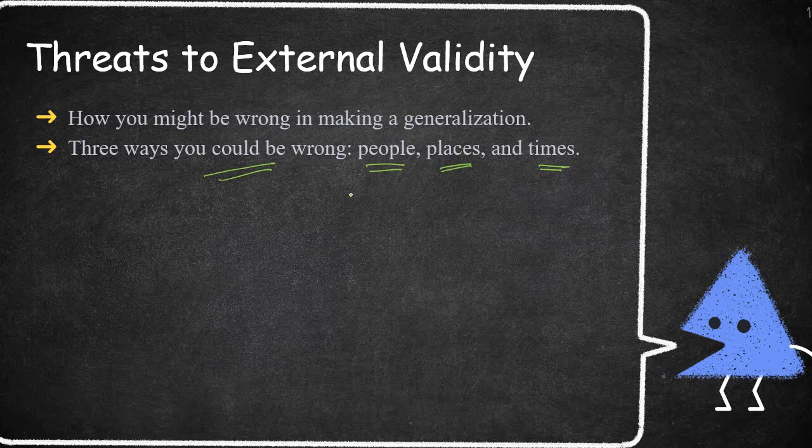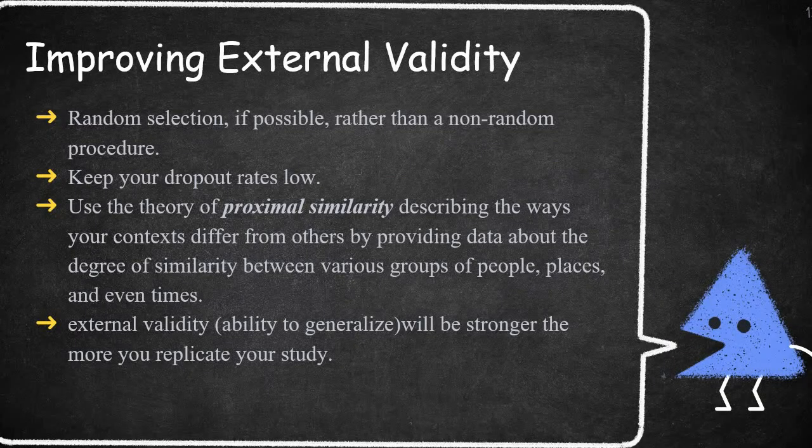Maybe you have chosen a particular college with very high IQ students and all kinds of facilities, and then you generalize back to how students in general are thinking. So there could be a threat, and critics could come that way. So how do you improve your external validity? These are some of the criteria which you would like to include.